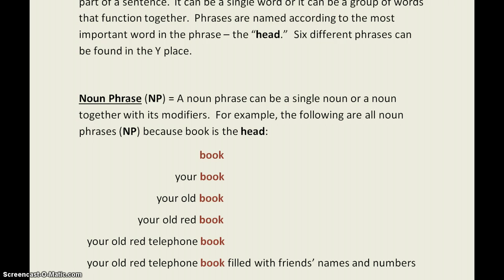Your old red telephone book filled with friends' names and numbers, it looks like, gee, it's almost as long as a sentence, but actually it's a noun phrase because it names a noun. Book is the head. And that could be a why, for example. Or I could say, that is your old red telephone book filled with friends' names and numbers. So let's move on. A noun phrase can be one word or it can be a whole bunch of words, but we name it according to the most important word. When that most important word is a noun, it's a noun phrase.